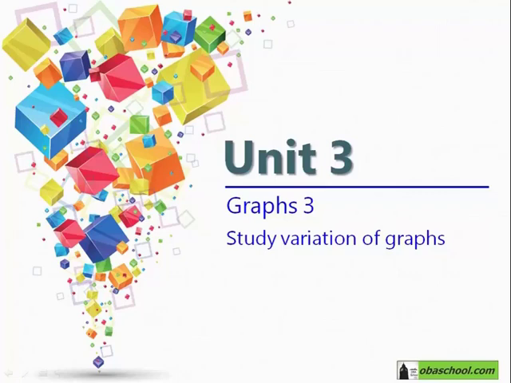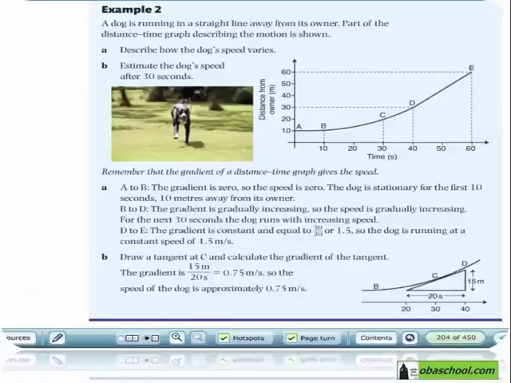In this section, we are going to study the variation of graphs and how we can analyze the graph. We will explain how the graph is changing and what is its gradient. To understand this objective, we are going to take example 2 from page 204.